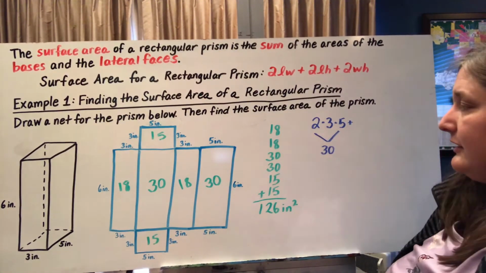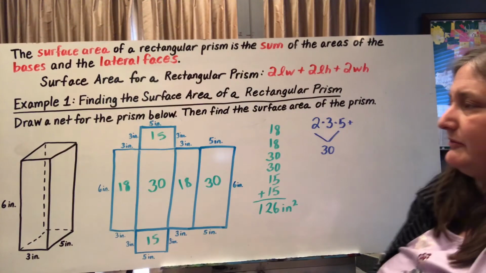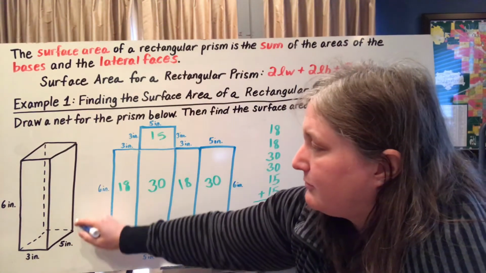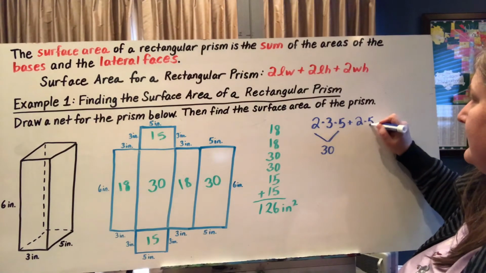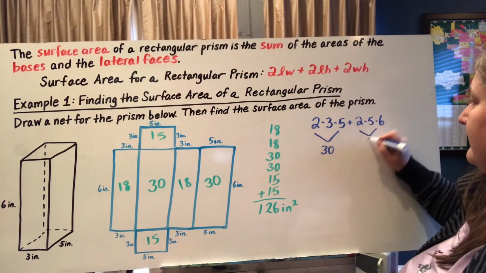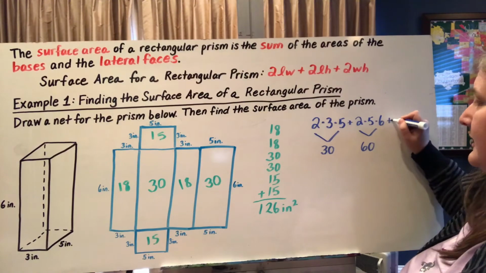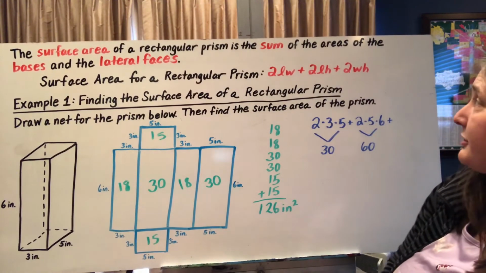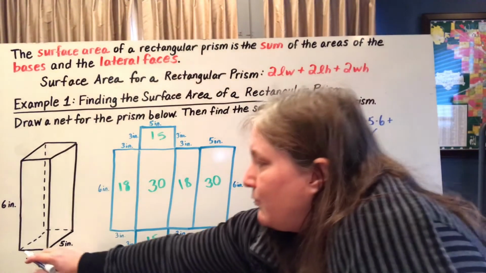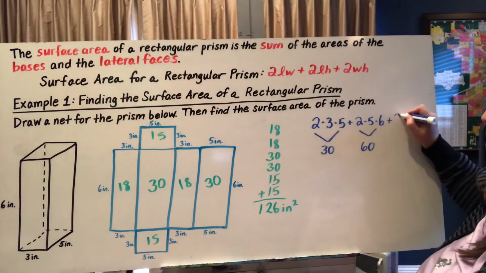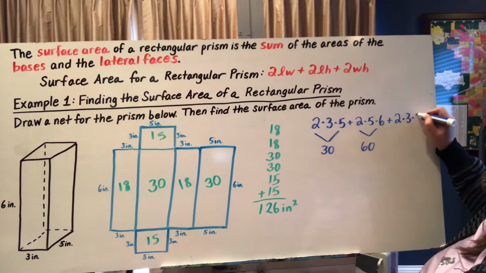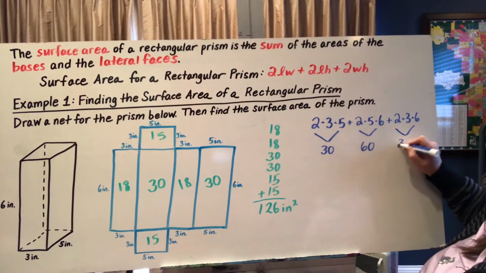And we're going to add that to 2 length times height. And length times height is going to be this right and this left side. So 2 times 5 times 6, which is going to give us a total of 60, plus 2 times the width times the height. So width of 3, height of 6, these are the front and back sides. 2 times 3 times 6 for a total of 36.